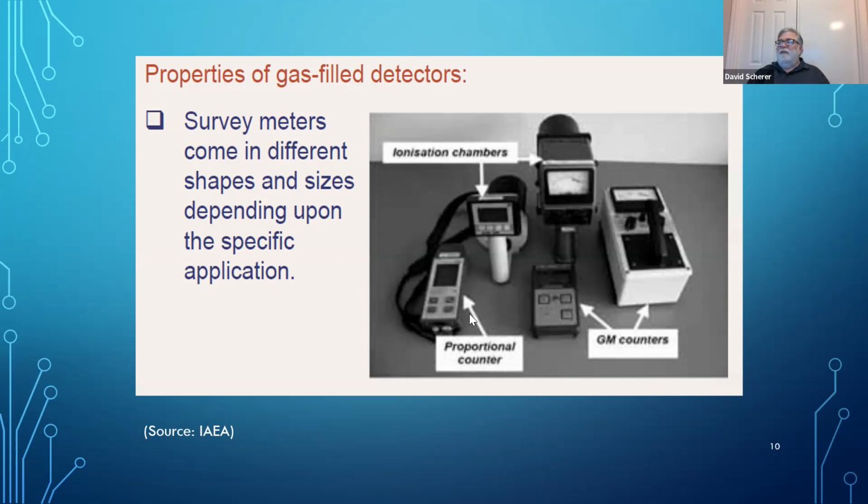On the left side, you see a proportional counter. On the right side, you see a couple of Geiger counter type detectors.